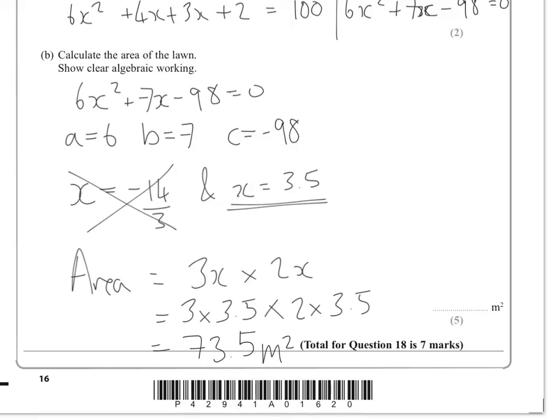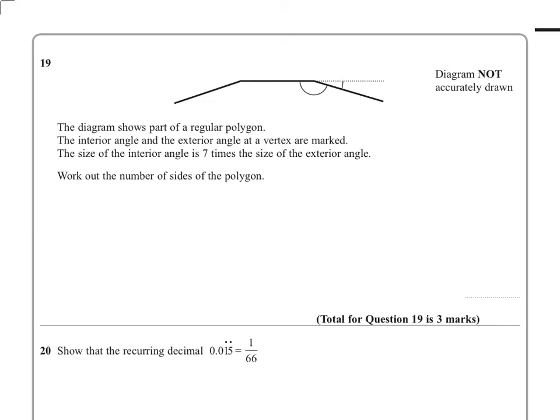meters squared. The size of the interior angle is 7 times the size of the exterior angle. Now we don't know the size of the exterior angle, so if I call that x, I do know the relationship between the interior and exterior. Well, the interior is 7 times the exterior, so I can call that 7x. 180 degrees on a straight line, so 7x plus x equals 180. 8x equals 180, so x equals 22.5. So the exterior angle, x, is 22.5 degrees.